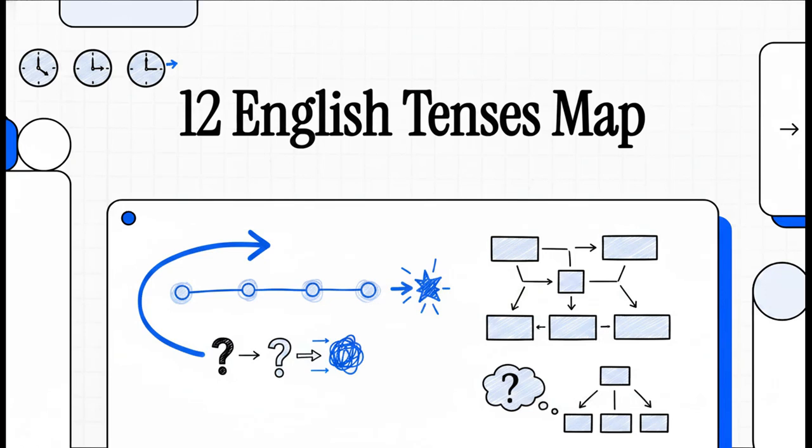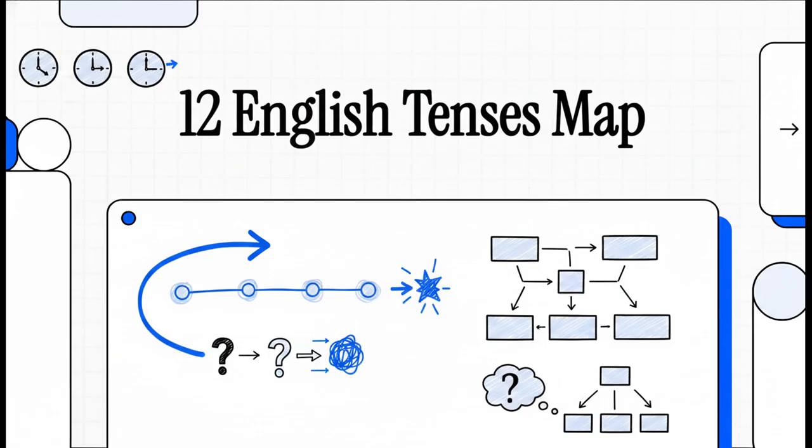Today, we're going to completely demystify a topic that honestly frustrates so many learners, the 12 English verb tenses. We're going to take what usually feels like this intimidating, endless list of grammar rules and turn it into a highly logical visual map of time. So if you've ever felt completely lost trying to figure out when you should use have been doing versus was doing, you are in the exact right place.